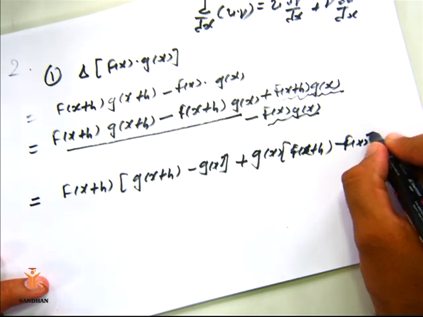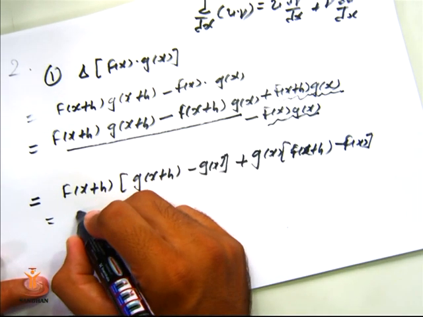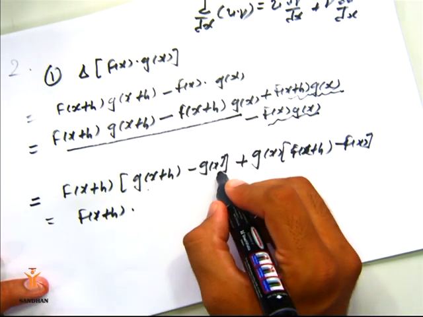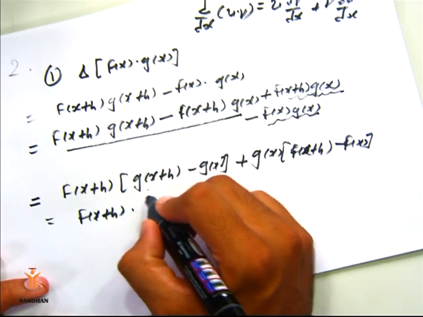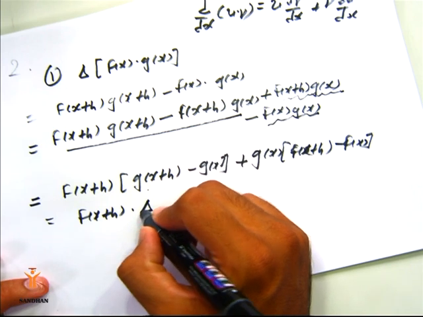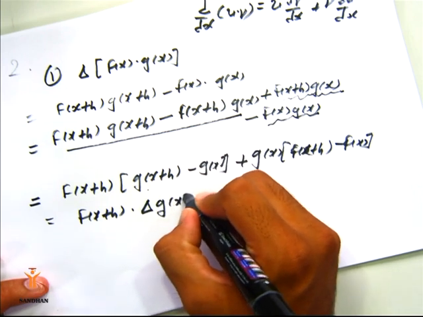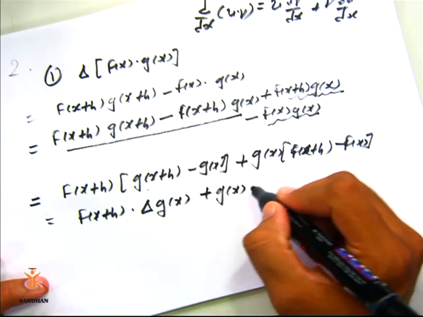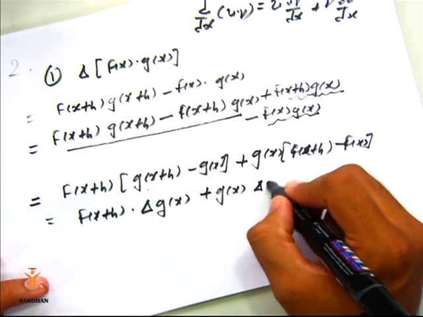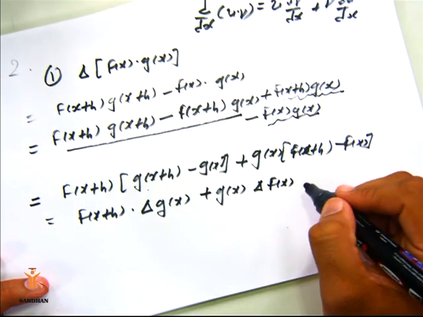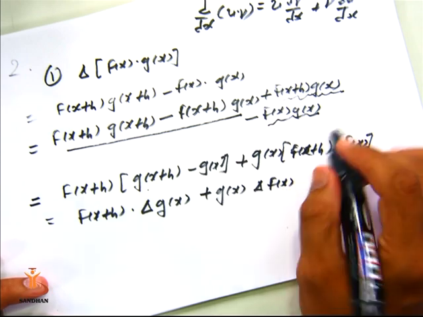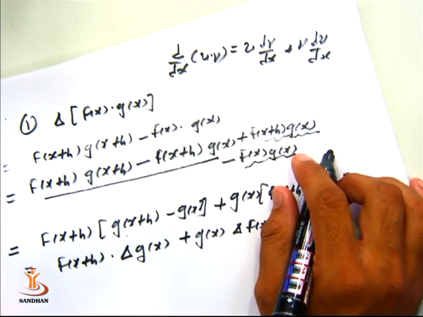minus f of x. So finally we got the answer f of x plus h into g of x plus h minus g of x. From the result of first order forward difference, we got the answer as delta g of x, and if you take g of x as it is, the second bracket shows the result as delta f of x. So this example is expressing how this value is different from the usual d by dx of u into v.